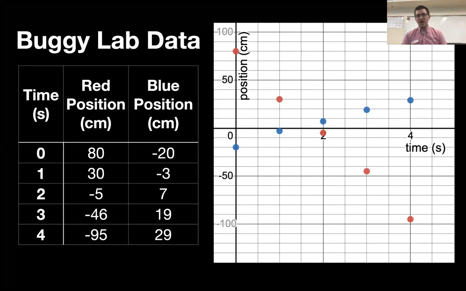We can learn a lot just by looking at this graph. We could also have learned a lot by looking at the data table, but in graph form, it's a lot easier to see. And one of the things that I hope you recognize is that both data sets seem to be pretty linear.